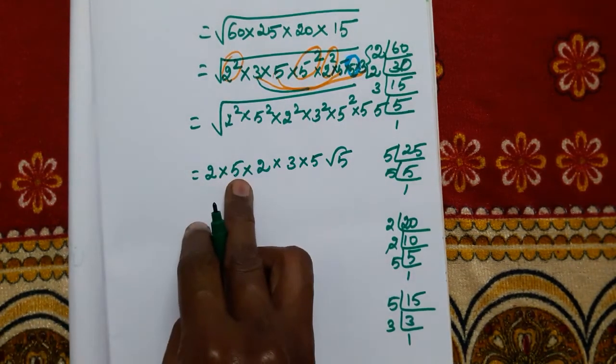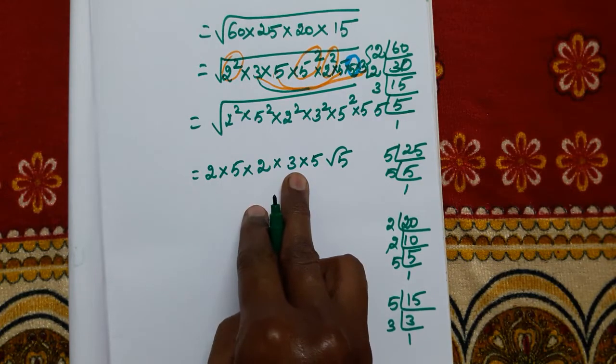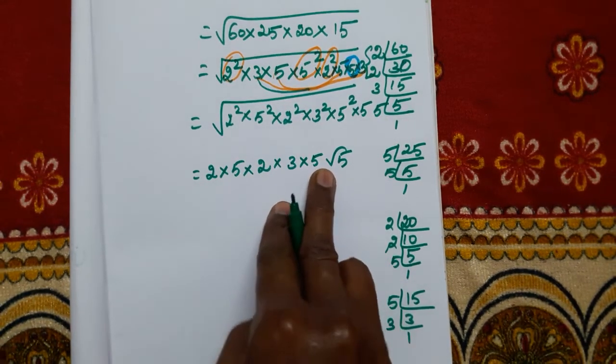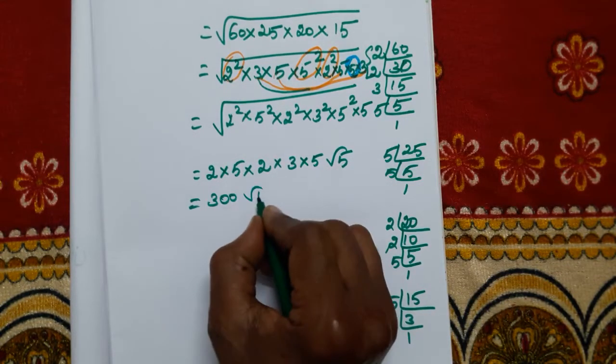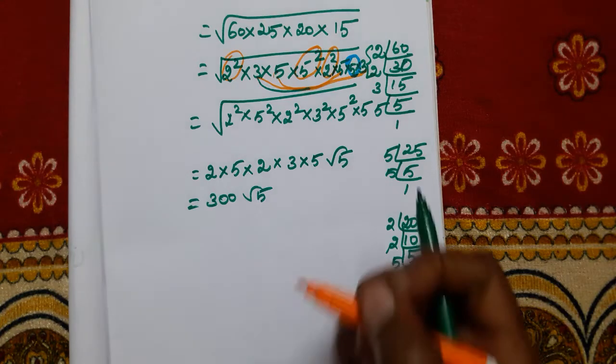2 5s are 10. 10 2s are 20. 20 into 3, 60. 60 into 5, 300. 300 root 5. Here what's the value of root 5? Do you know? Yeah, root 5 is equal to 2.236.